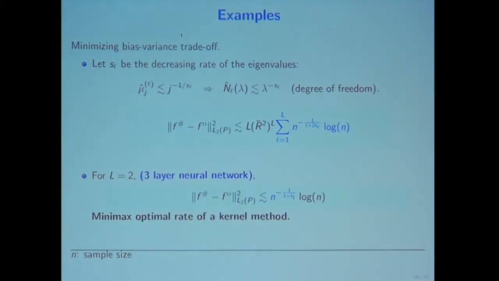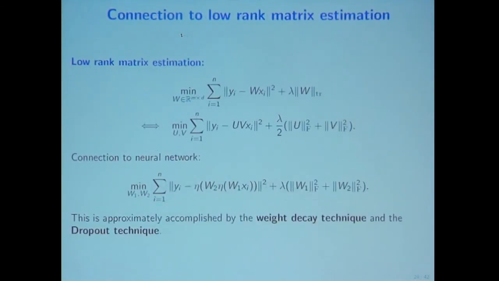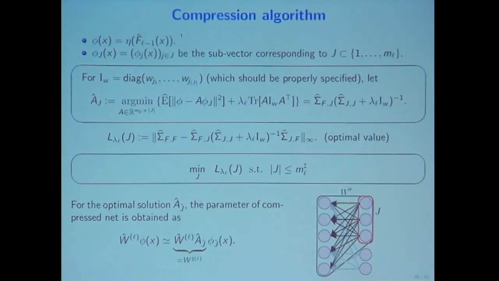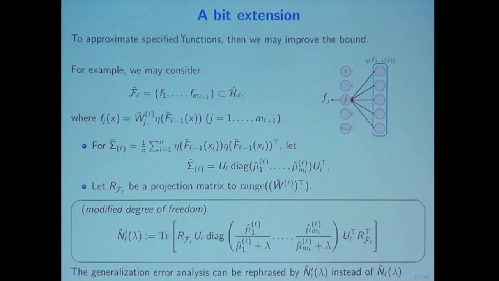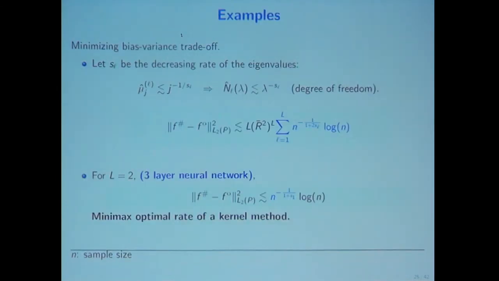As for the three-layer neural network, we obtain this convergence rate. This is a minimax optimal rate of the kernel method. So in that sense, our analysis has some connection with kernel analysis. But I don't have so much time, so I should skip many slides. Okay, so these are our theories.